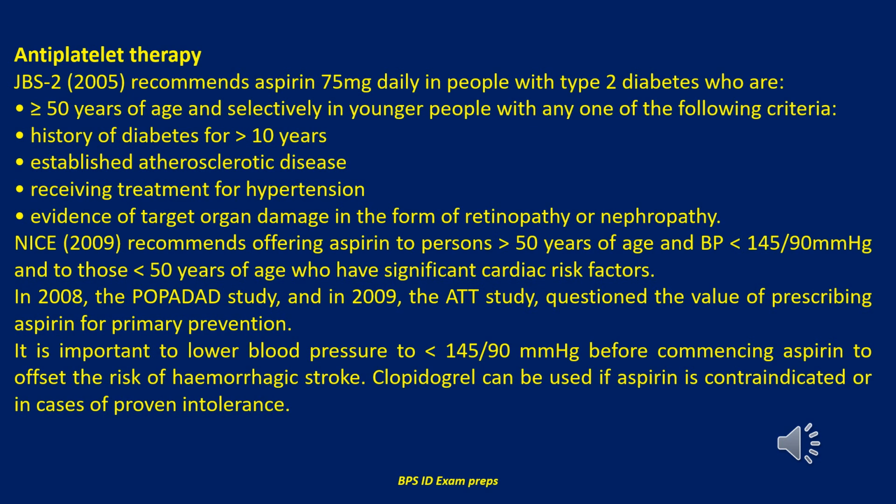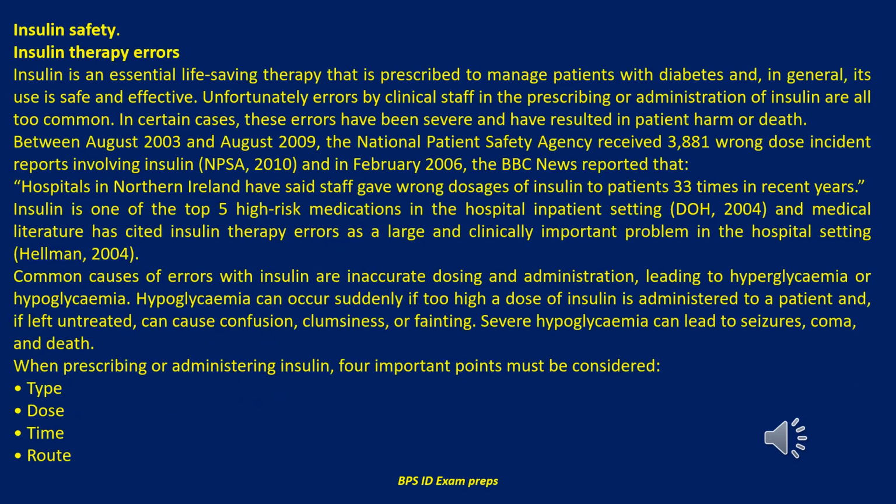In 2008, the POPADAD study, and in 2009, the ATT study, questioned the value of prescribing aspirin for primary prevention. It is important to lower blood pressure to below 145 systolic 90 diastolic before commencing aspirin to offset the risk of hemorrhagic stroke. Clopidogrel can be used if aspirin is contraindicated or in cases of proven intolerance. And now we will discuss insulin safety.